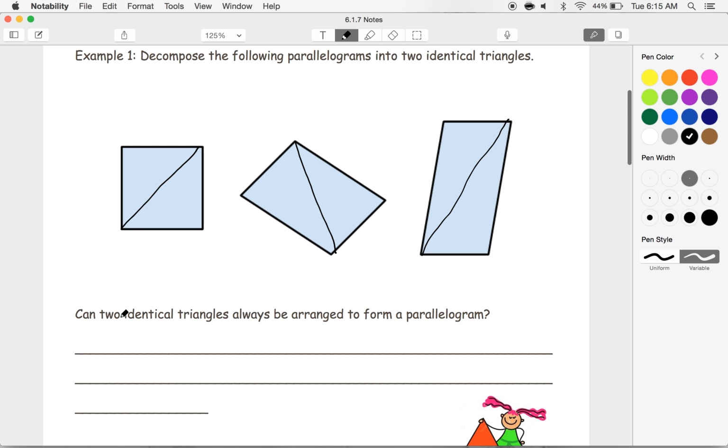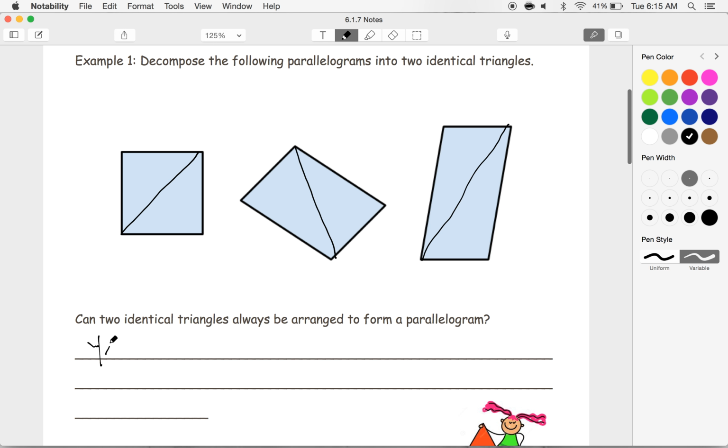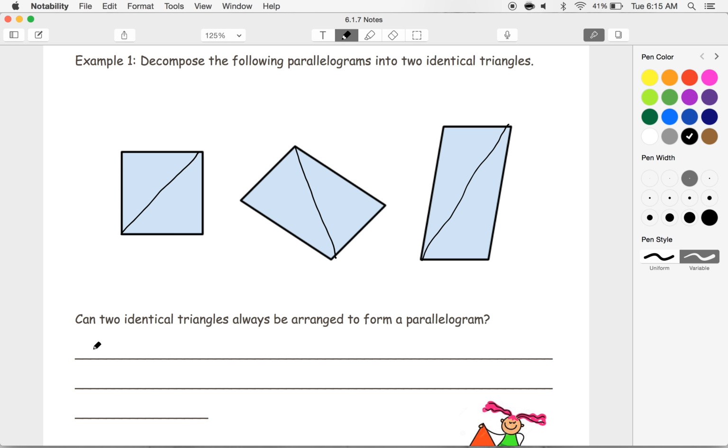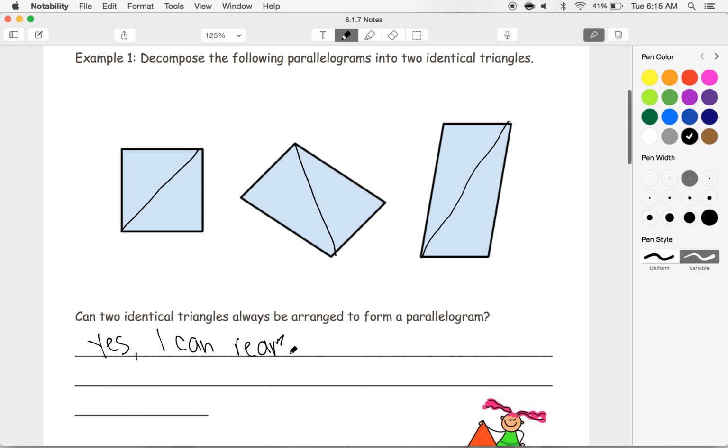Now, can two identical triangles always be arranged to form a parallelogram? Yes. I can move them around. I'm going to rewrite that. Yes, I can rearrange them to form a parallelogram.